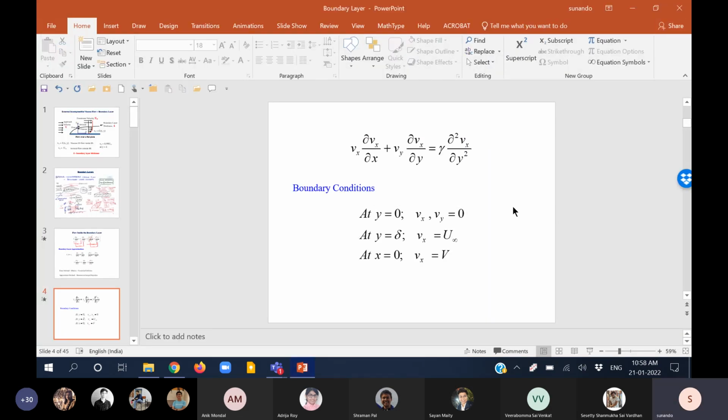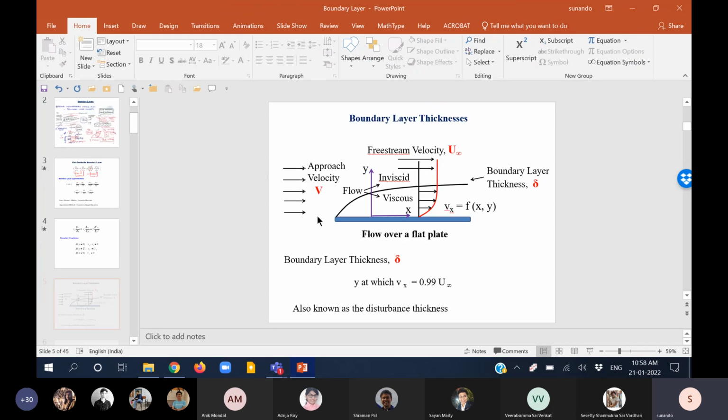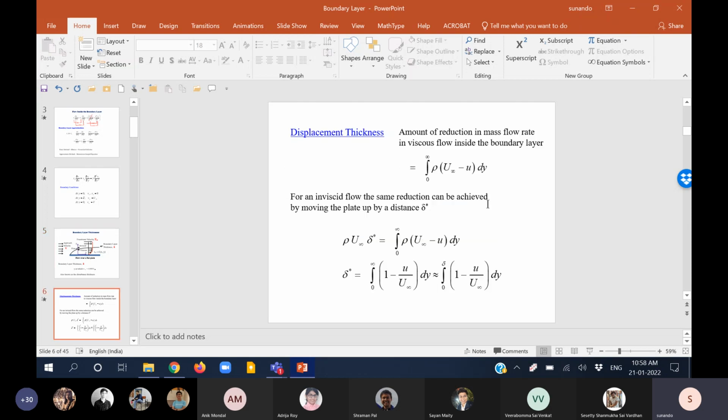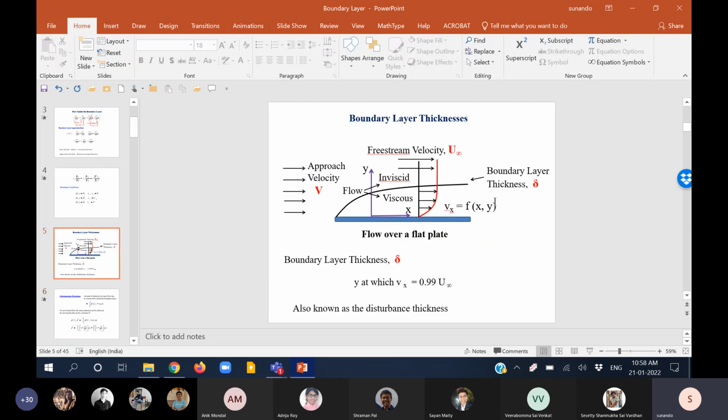So these are the three boundary conditions that one can use, but we still have to define what is the boundary layer thickness, which is going to be less prone to experimental error, and that's what we are going to do in the next class.